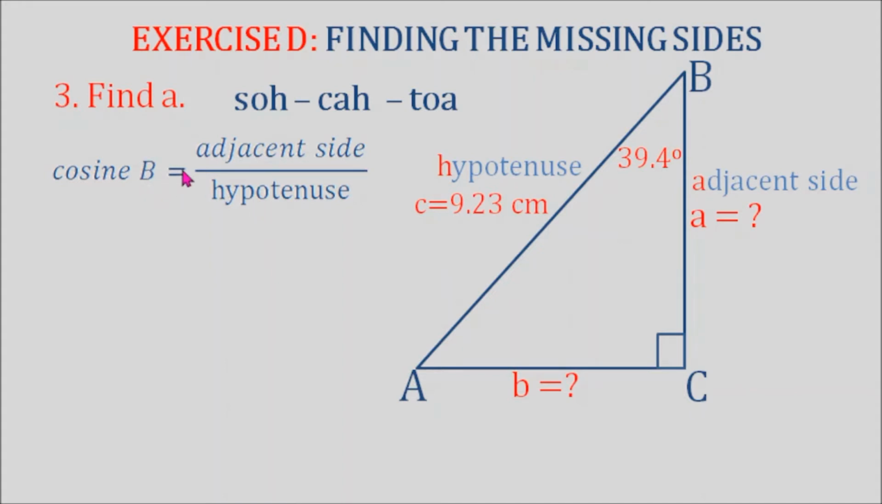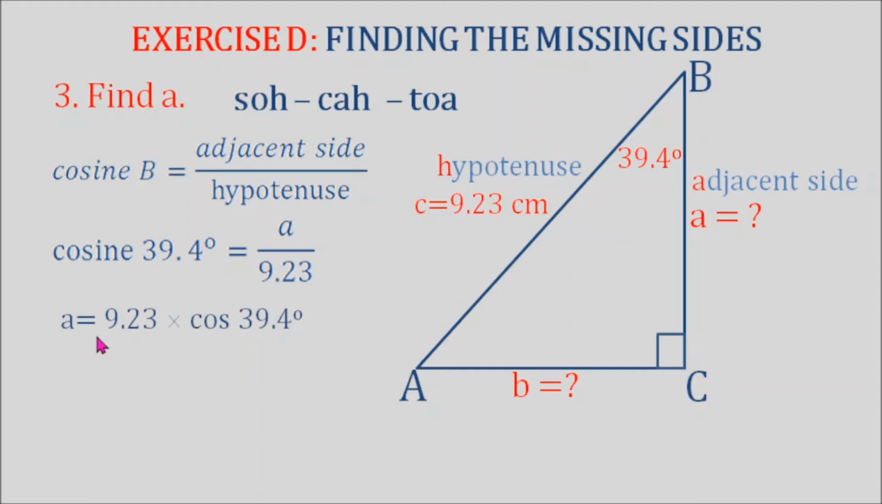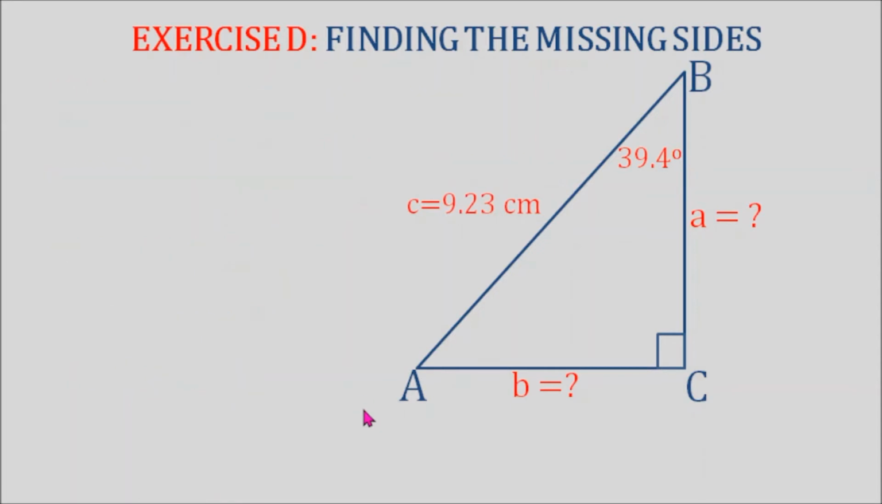Now let's substitute. B is 39.4, adjacent side is A, and hypotenuse is 9.23. This is what we get. Now, to find A, we multiply cosine 39.4 degrees and 9.23. So that's A equals 9.23 times cosine 39.4 degrees. Now, using our calculator, we can enter 9.23 times cos 39.4. And our answer, rounded to 2 decimal places, is 7.13 centimeters. Let's find side B.